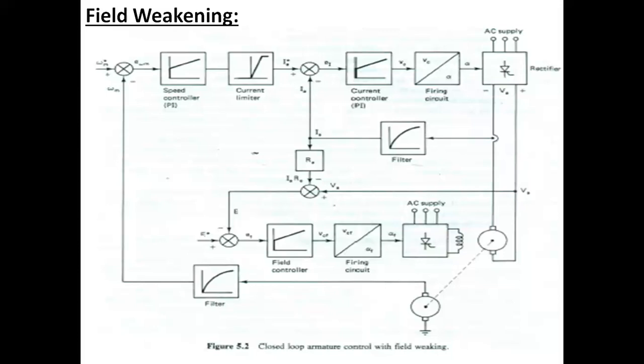Now there are various blocks in the closed loop drive. So these blocks are explained briefly. The first one is speed sensing, the second one is current sensing, and the third one is the PI controller. So these are very, very important. So we will go through them in the next classes.